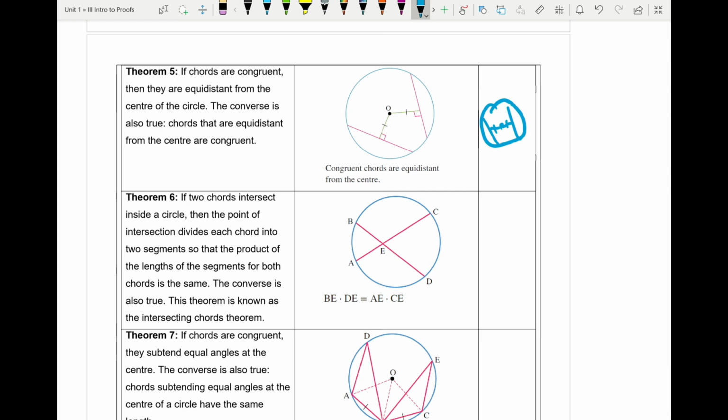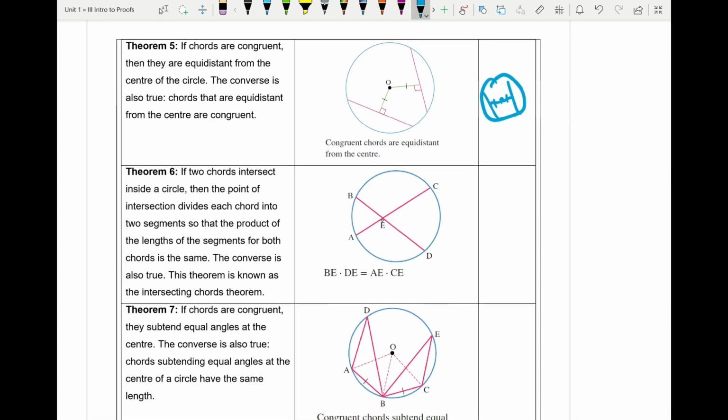Theorem 6, if 2 chords intersect inside a circle, so if they intersect at this point E, the product of the lengths of the segments for both chords is the same. So that is to say, BE times DE, so the length of this times the length of this, is going to be the same as the product of the other 2. The symbol we give for this is just a circle with 2 intersecting lines in the middle.